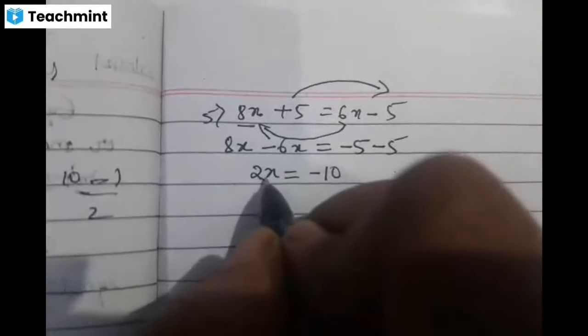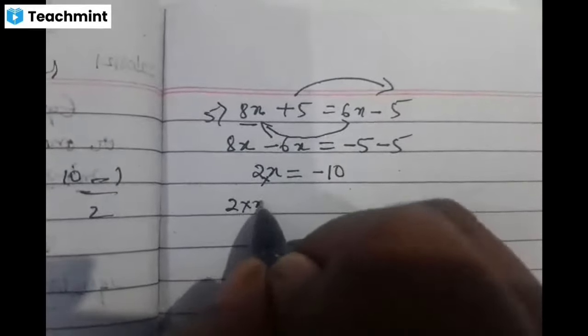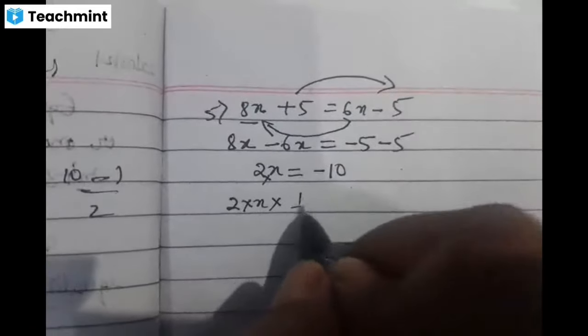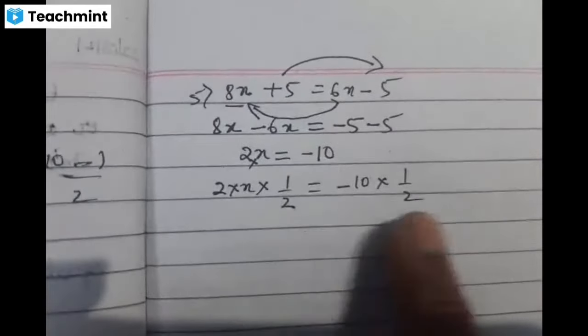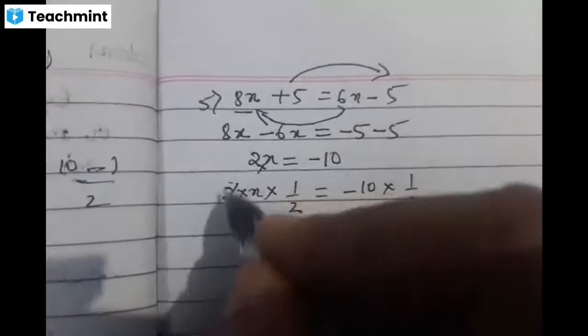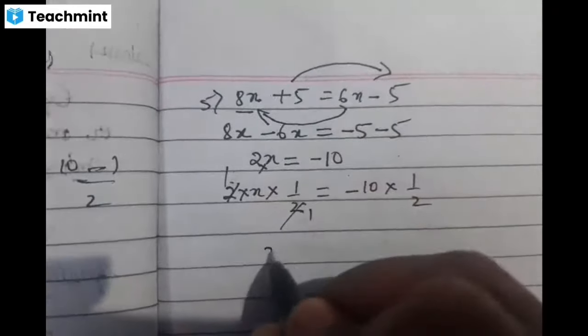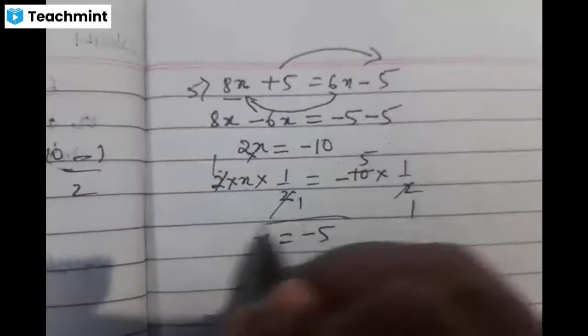Now, into 2 is there. 2 into x. To remove into 2, what do I have to do? Into 1 by 2, minus 10 into 1 by 2. The same term should be multiplied on the right hand side. The 2 ones get cancelled. x is equal to, 2 ones are 2, 5 twos are, minus 5 into 1 is minus 5.